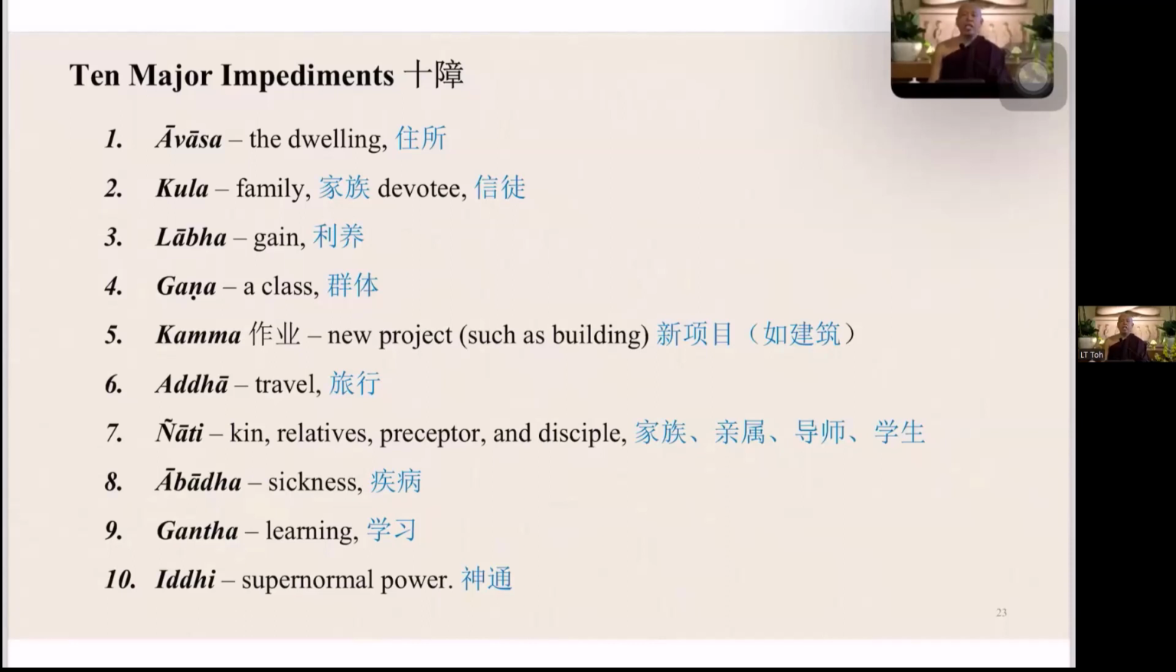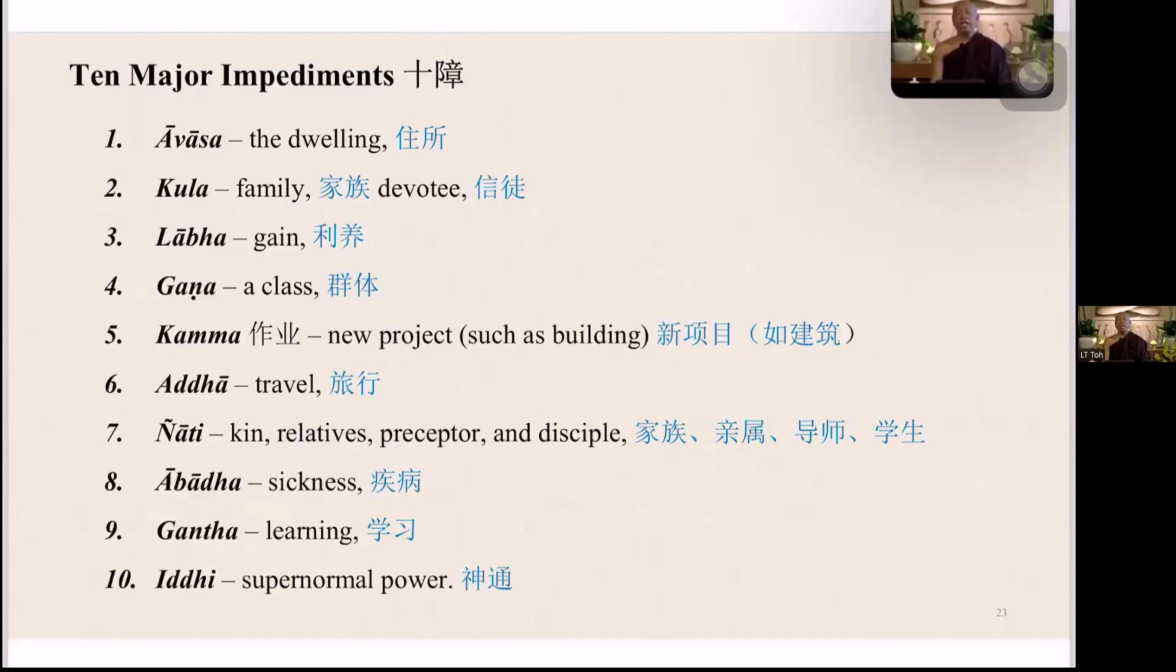Another thing is if you have new construction, of course, this is a very heavy job, right? Then you have to be very busy. So the main thing is the living place can be an impediment. Sometimes our living place is very crowded. Many people come, many visitors come. Then this is also an impediment.